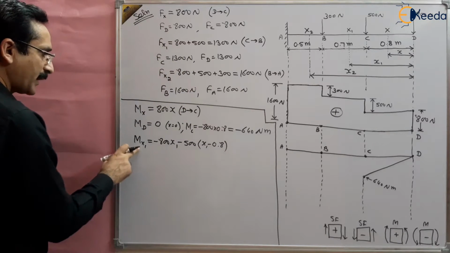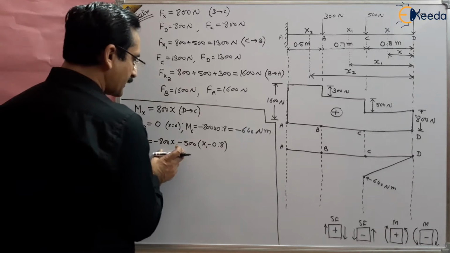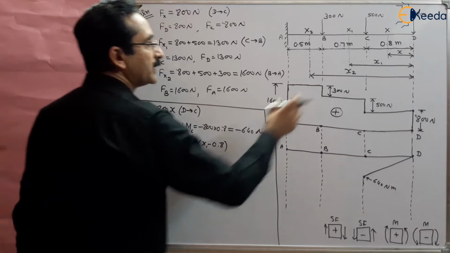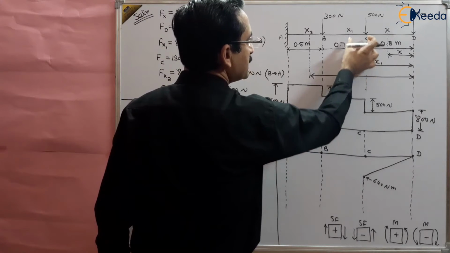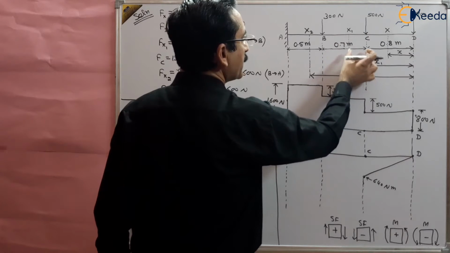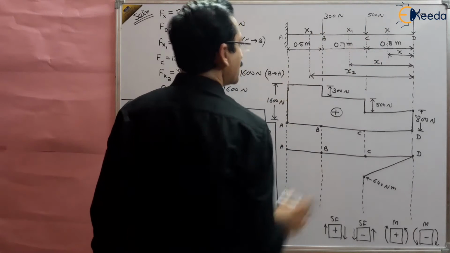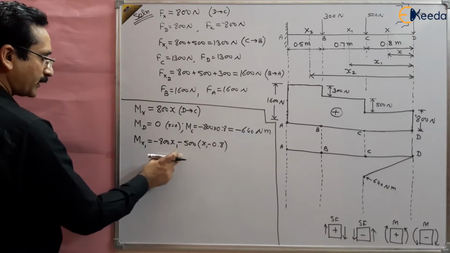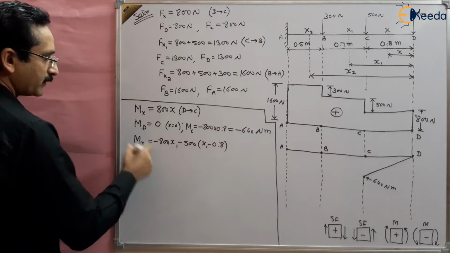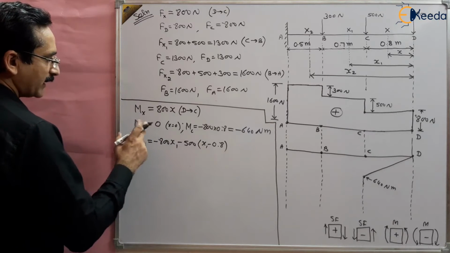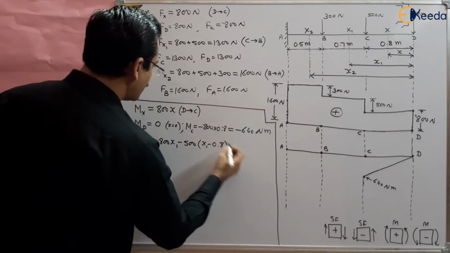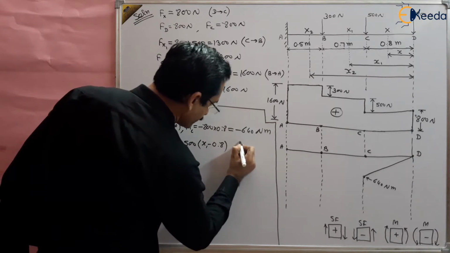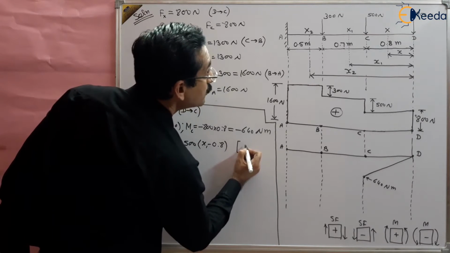So this is mx1: 800 x1 minus 500 multiplied by this distance (x1 minus 0.8). This is because this is the perpendicular distance of 500 from x1, right? So this is the bending moment at x1. And what are the peak points? That are C and B. It is valid between C to B.